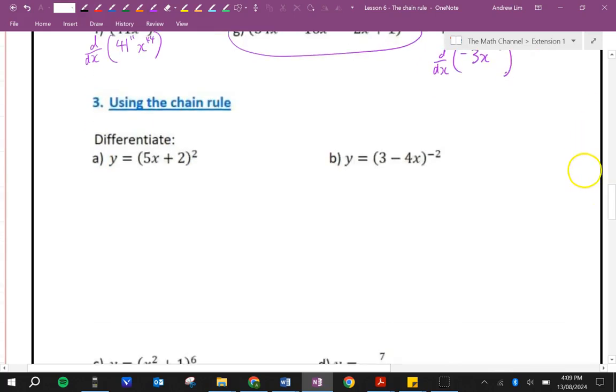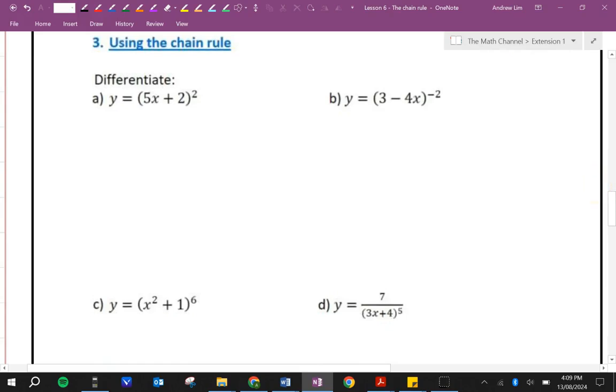So, let's have a look at these ones. We want to differentiate this. We'll use the chain rule here. So if we let u equal to what's in the brackets, then technically y is equal to u squared. Okay, that's u to the power 2.